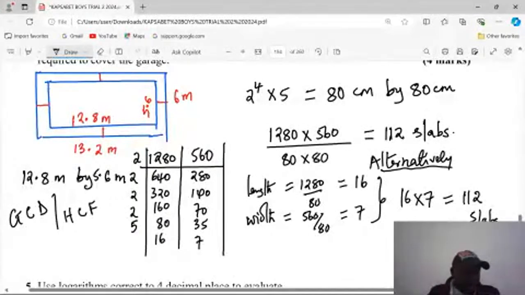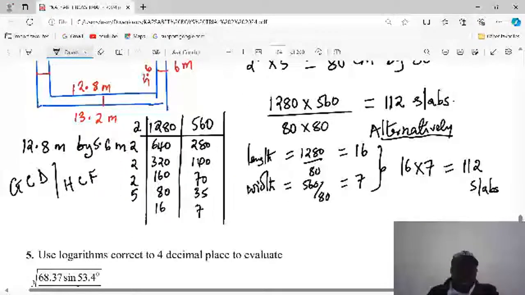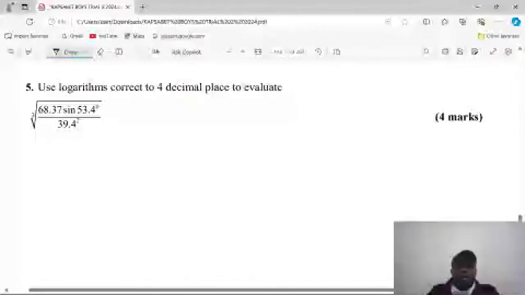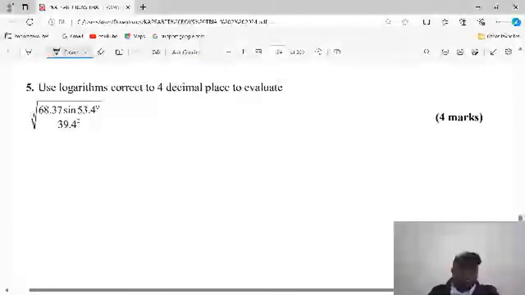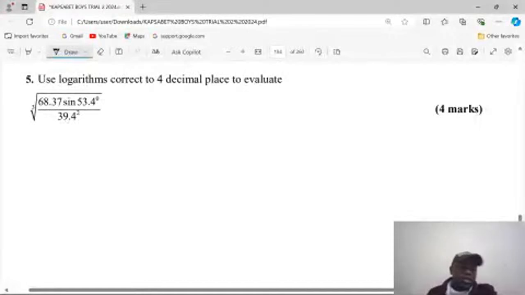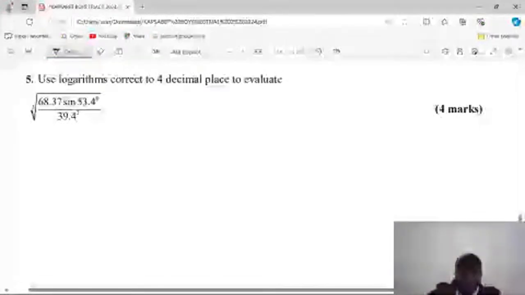Let's continue learning. The question is saying, use logarithms correct to 4 decimal places to evaluate the third root of 68.37 sine 53.4 degrees divided by 9.4 squared. So let's have this question arranged very well. We shall do it very fast, and I hope that you guys will be following up.